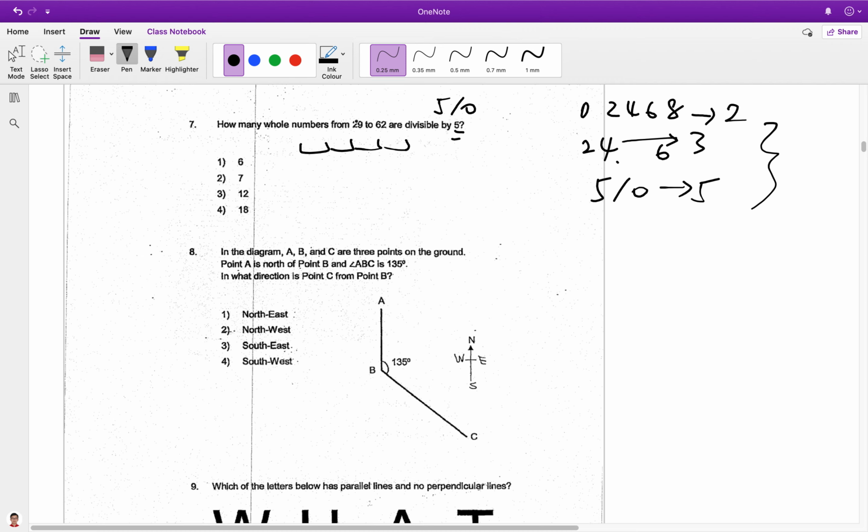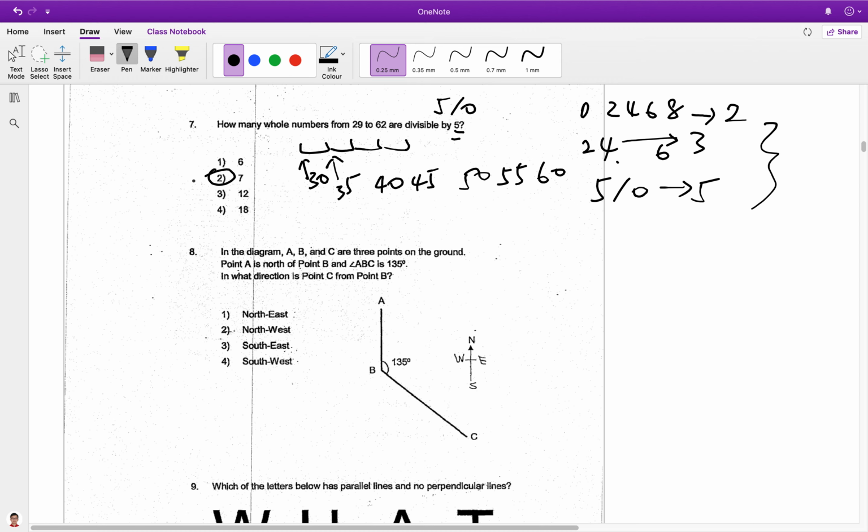Okay, then after 29, what is the next number which can be divided by 5? Well, the number is 30. Then what is the next one? 35, 40, 45, 50, 55, 60. So the next one is 65, which is larger than 62. Well, we count 1, 2, 3, 4, 5, 6, 7. So it's 7.